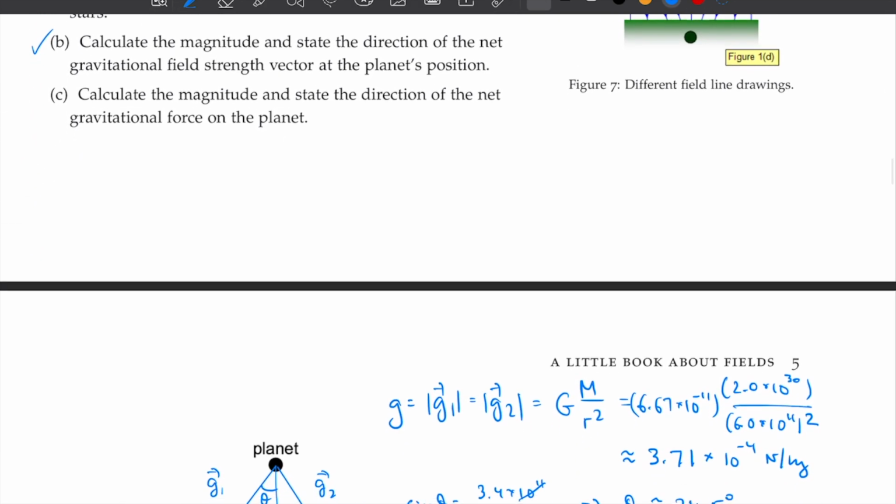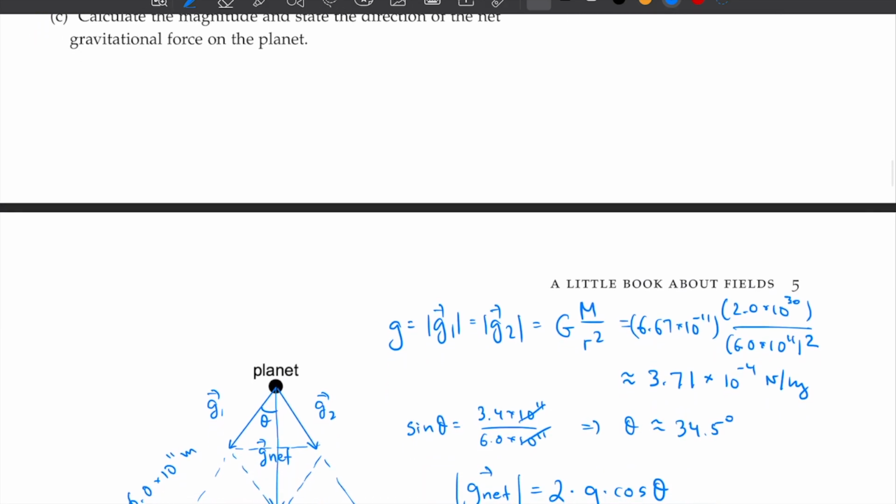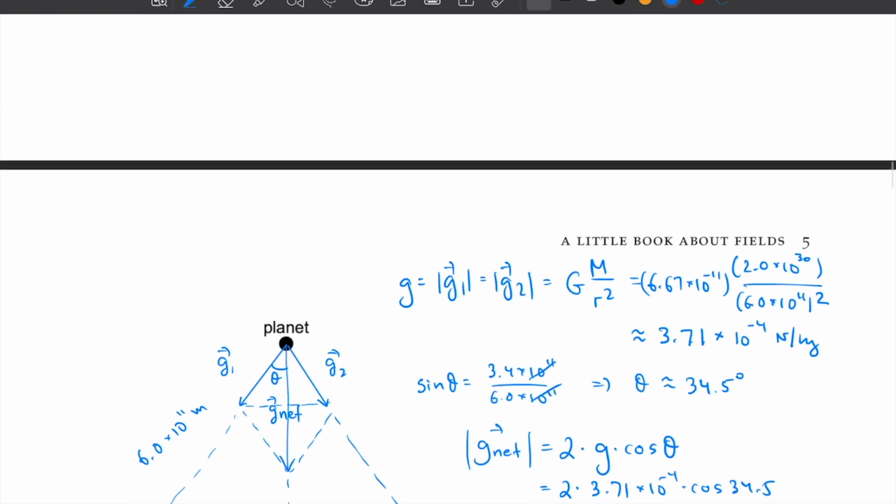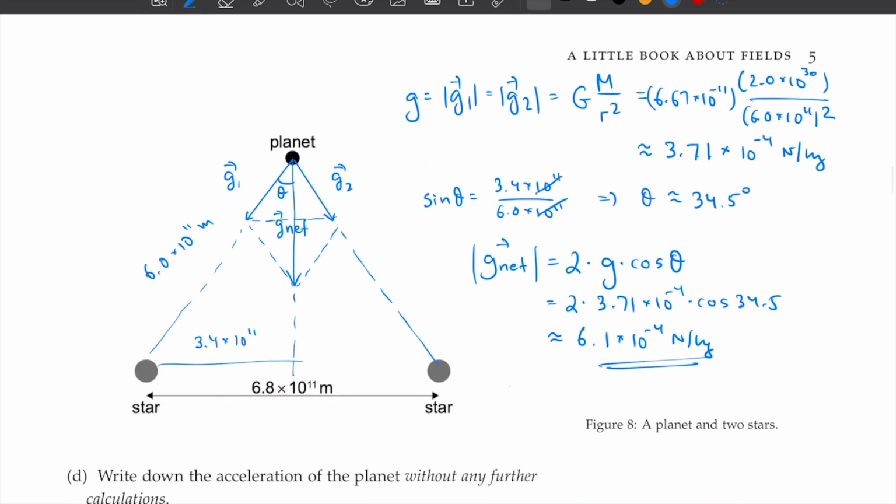Calculate the magnitude and state the direction of the net gravitational force on the planet. Okay, well, if I have the gravitational field strength, then in order to do C, where I need to calculate the net force, I just do mass times g net. And the mass is given to us, times the net g. So let's do that.